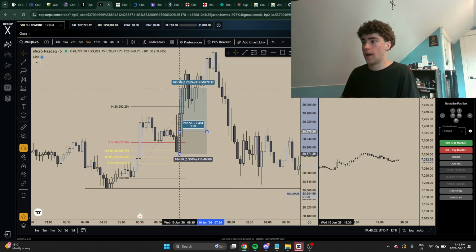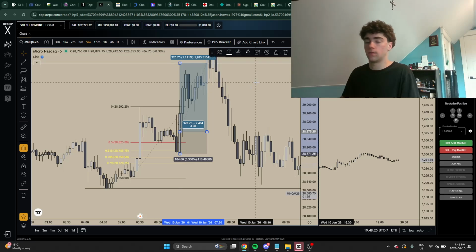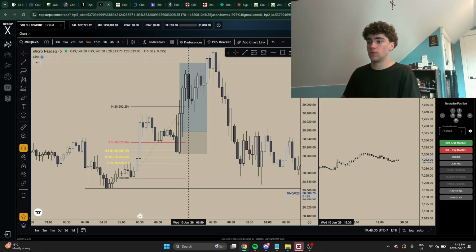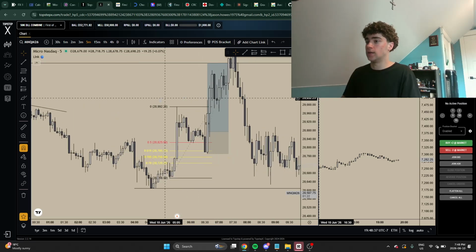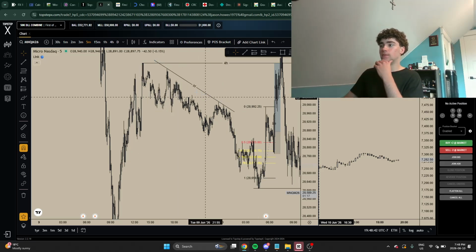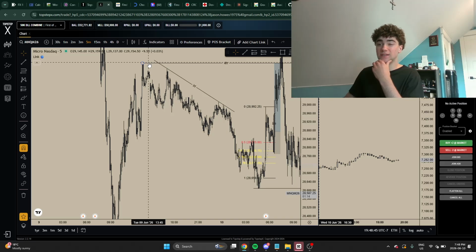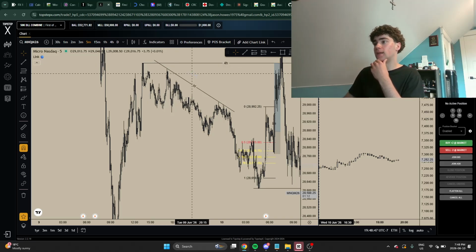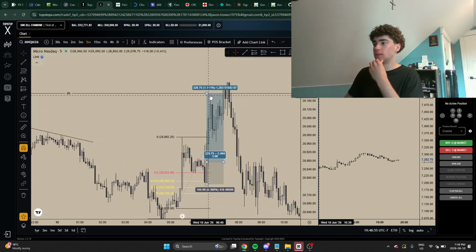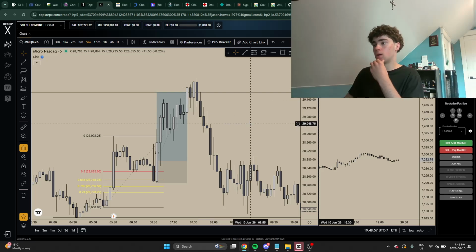The reason why I moved it all the way up to the 4 hour unmitigated fair value gap for a 3.08 risk to reward was, one, because I figured we were going to revisit that gap anyway, and especially because we had this low resistance liquidity leading up to it. When you have low resistance liquidity leading up to a significant high or a significant area in the market that you should be taking out, that's a good sign that it's going to get taken out. So that's why I moved my take profit up there.